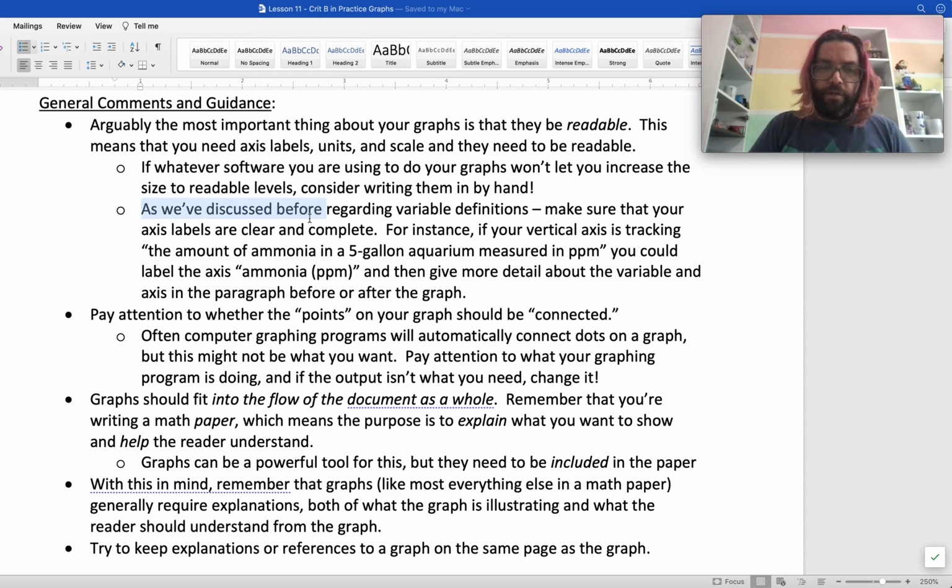The other thing I want to mention about labels, units, scale, is that there's some connection between this and the idea of defining variables. You want to make sure that the labels on your axis are clear and complete. And you'll see a bad example of this below when we get to it. But as an example, suppose that your vertical axis on your graph was tracking the amount of ammonia in a 5-gallon aquarium measured in parts per million. You could label the axis ammonia parts per million, and then give more detail about that variable in the paragraph before or after the graph.